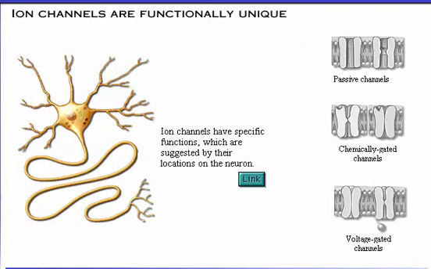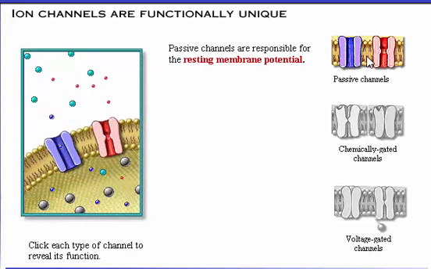Ion channels have specific functions which are suggested by their locations on the neuron. Click each type of channel to reveal its function. Passive channels are responsible for the resting membrane potential. We will learn about the resting membrane potential in the next section of this module.